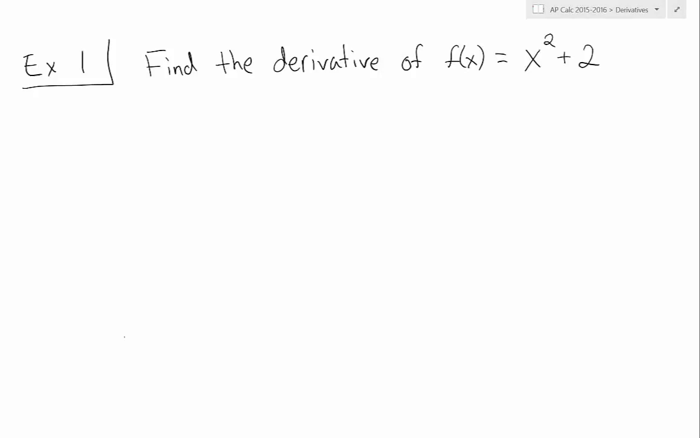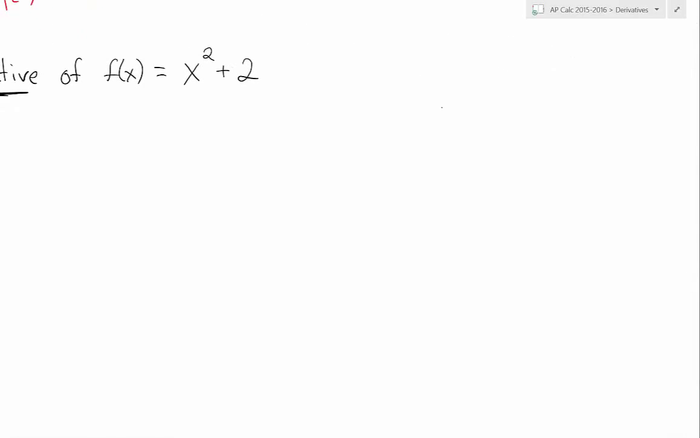Alright, so I'm going to go through a couple examples just for finding the derivatives. And again, when we see this word derivative, just a reminder that that means slope. So you're just thinking in your head, find the slope of f of x equals x squared plus 2. Just very quickly, if we graph this, x squared plus 2 is going to be a parabola.